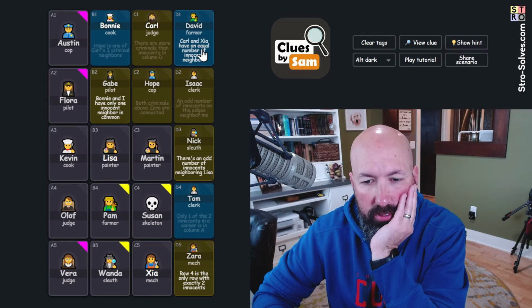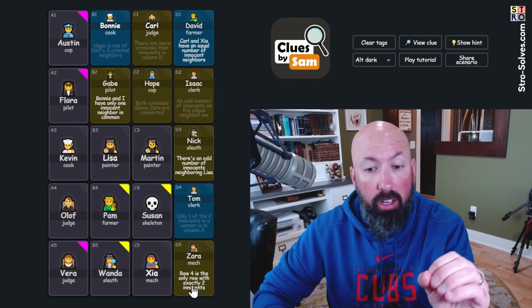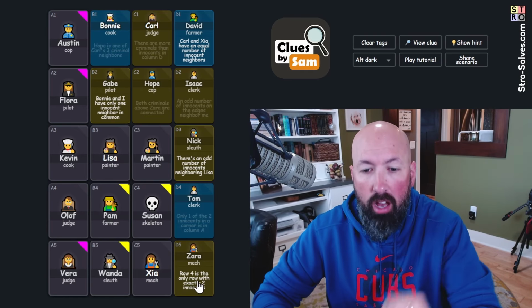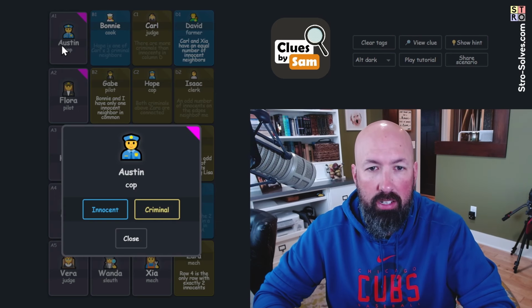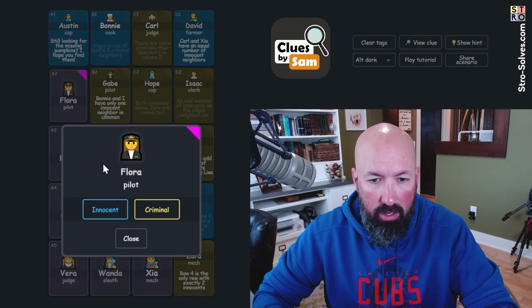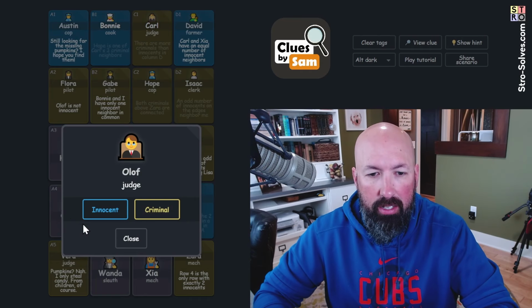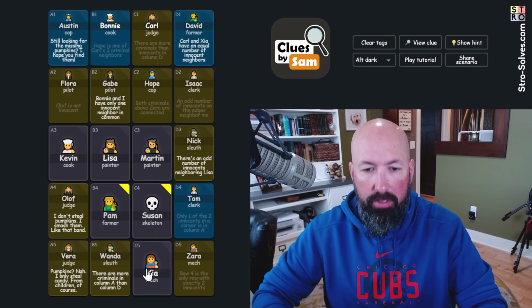Carl and Zia have an equal number. Oh, row 4 is the only row. Okay, now I focused on what does that mean for row 4, but that also tells us about the other rows. It's the only row with exactly 2 innocents. So the other rows can't have exactly 2 innocents. Austin must be innocent because otherwise there would be exactly 2 innocents in that row. And since we know that these are one of each and these are one of each, we get a couple criminals. Olaf is not innocent. Olaf is a criminal. Okay, well, that's pretty straightforward. We can get rid of that clue now. We know Pam and Susan are one of each, and we knew these 3 had 1 innocent, so Wanda actually has to be a criminal.